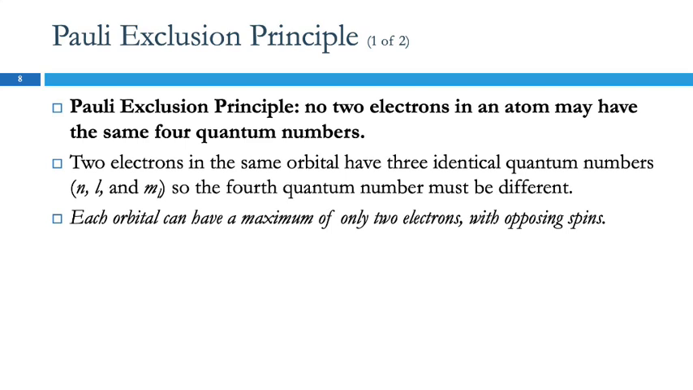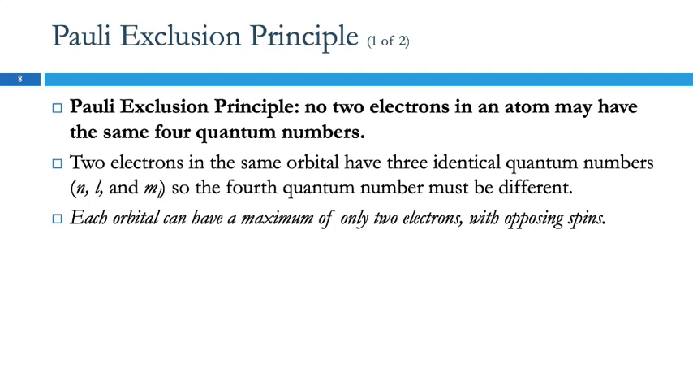We talked about 4 different quantum numbers. And it turns out that each electron in an atom has its own unique combination of those 4 quantum numbers. So it's a bit like a social security number. No one else has the same social security number that you have that identifies who you are. It's unique for each person. So the Pauli exclusion principle is what this is called. It says no 2 electrons in an atom may have the same 4 quantum numbers.